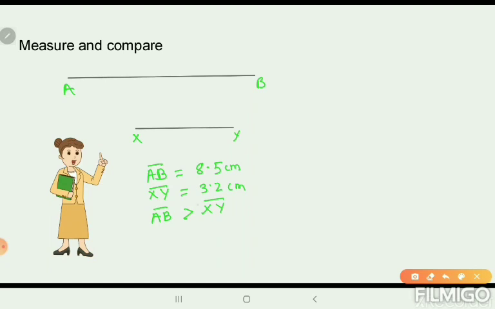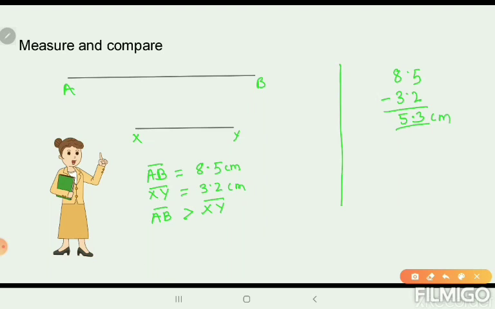Okay, now we have measured and we have compared. Now we are going to find how much greater AB is than XY. To find how much more greater, what do we do? We subtract. So we are going to subtract from the greater length, 8.5, we are going to subtract 3.2. So when we are subtracting this, 5 minus 2 is 3 and 8 minus 3 is 5. So here after subtracting you are getting 5.3 centimeter.